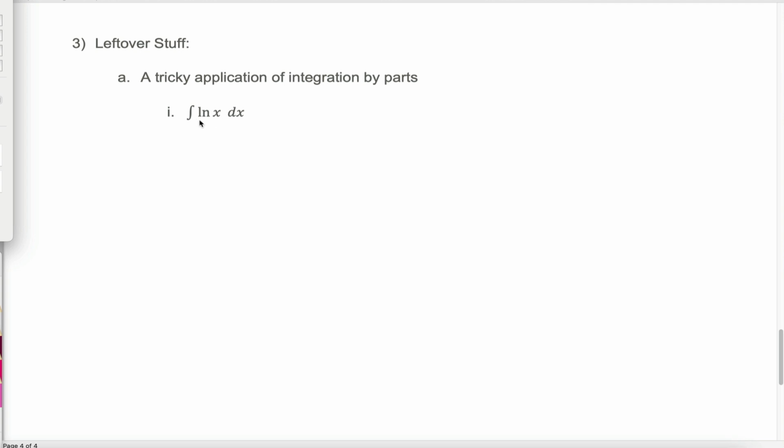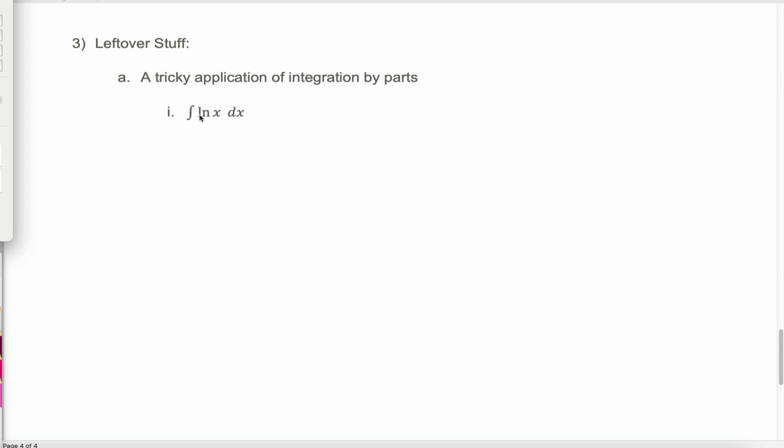We've talked about this a little bit. You might think you know the antiderivative of the natural log of x, but you don't, right? If you're thinking it's 1 over x, no, that's the derivative of natural log of x. We don't know the antiderivative of the natural log of x. But it turns out, kind of interestingly, that you can figure out this antiderivative by using integration by parts.